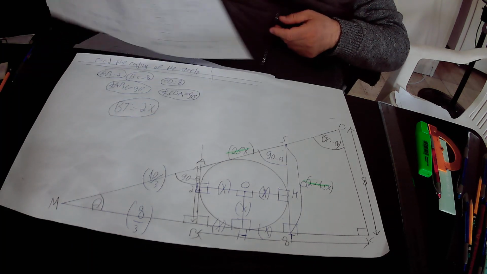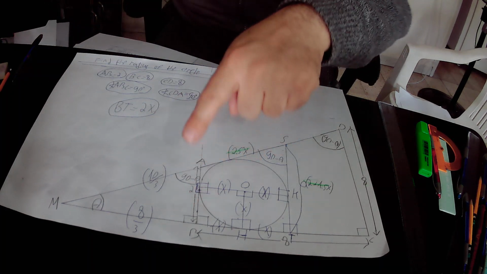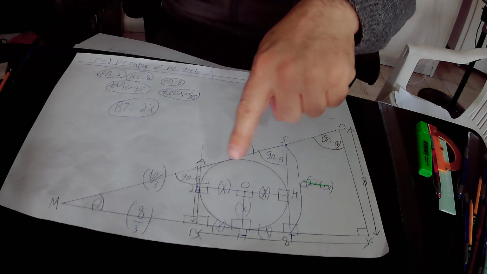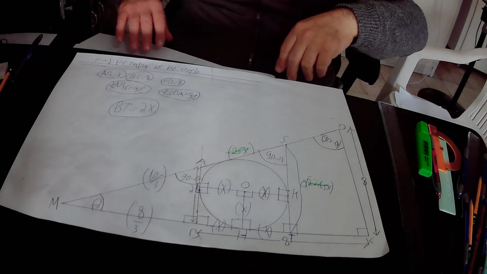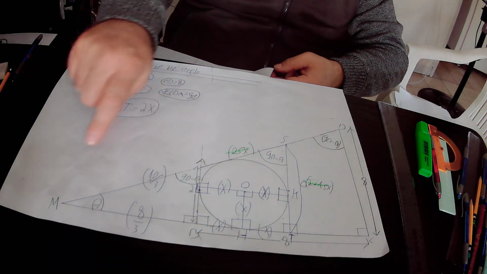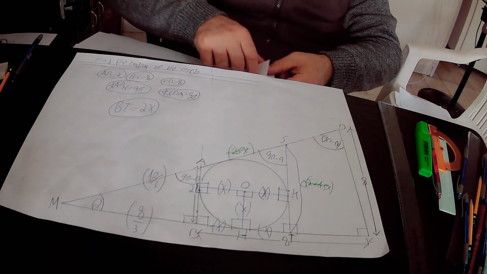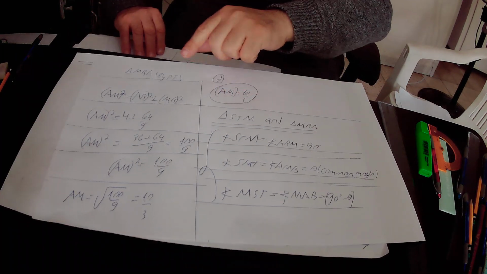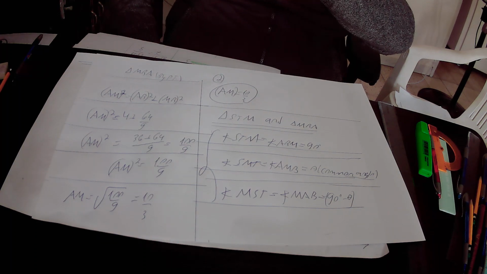Then, if we focus on the right small triangle MBA, we implement the Pythagoras theorem on this small right triangle MBA. According to the Pythagoras theorem, in the small right triangle MBA, AM square equals AB square plus BM square. Again, in the small right triangle MBA, AM square equals AB square plus BM square.